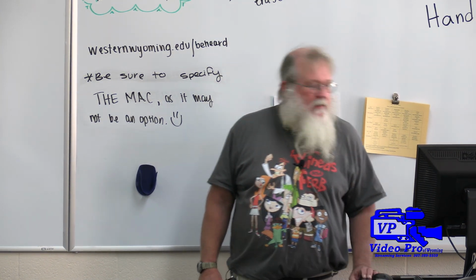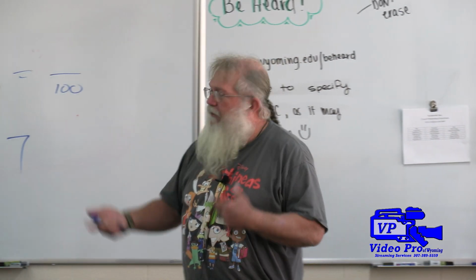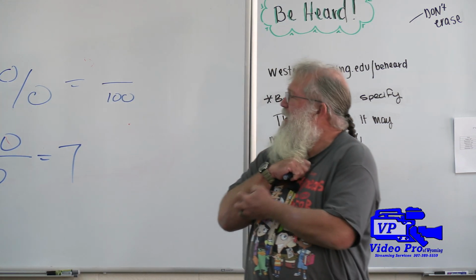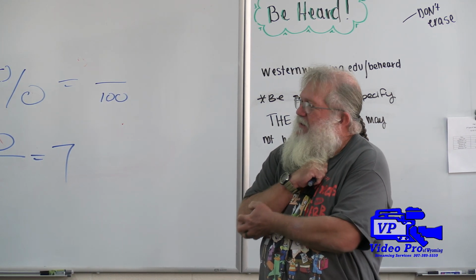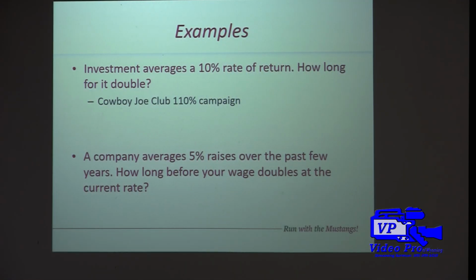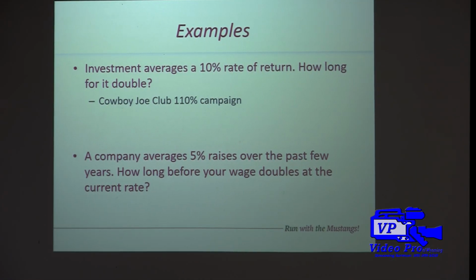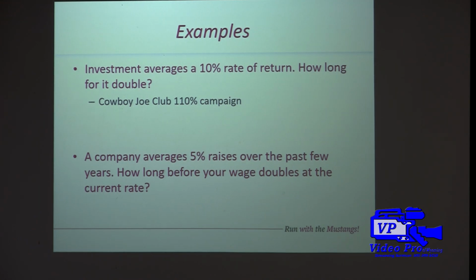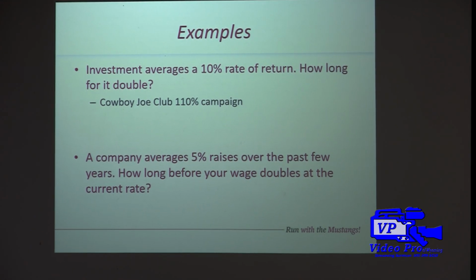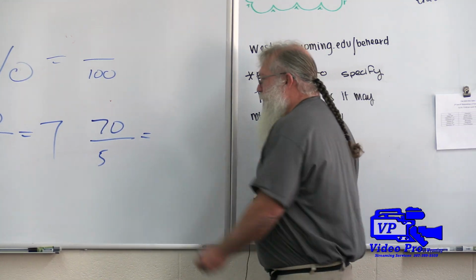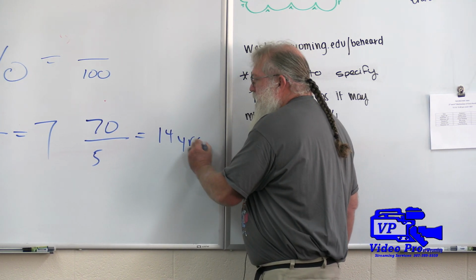So, all right. When I was hired here at Western, at that time we were averaging about 5% raises over the past few years. So if you go to a company and they say, hey, we're going to give you a 5% raise on average over the years, how long would it take for your salary to double? You'd take 70 divided by 5, and that would work out to be about 14 years.